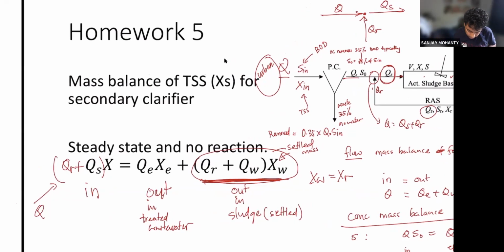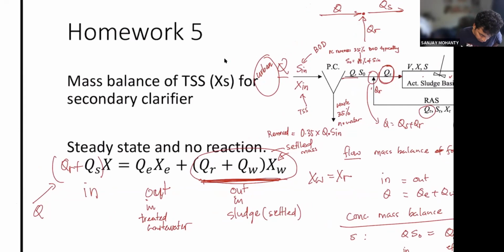So I made a mistake. So I'm going to write it that way. Because this is in, this is in, this is out. In that context, it will be Q plus QR is equal to QS. So what is written here is correct.